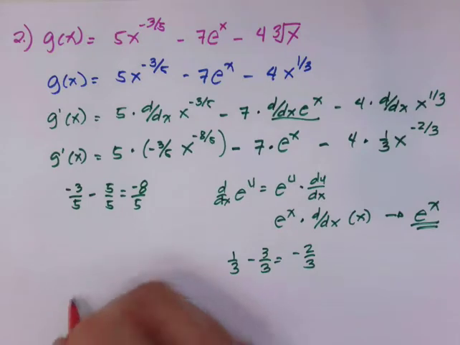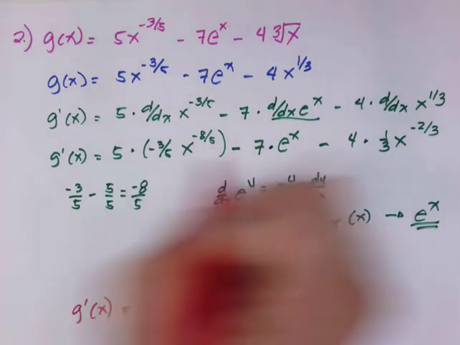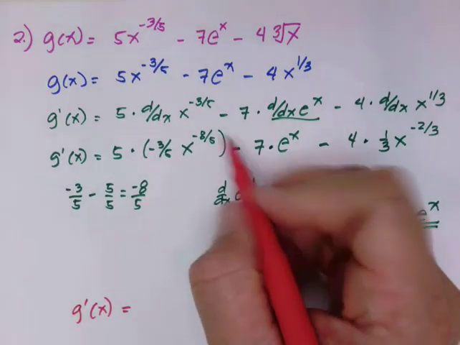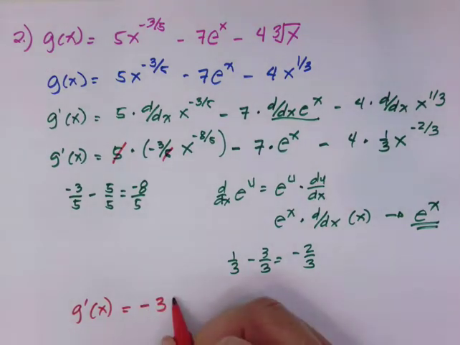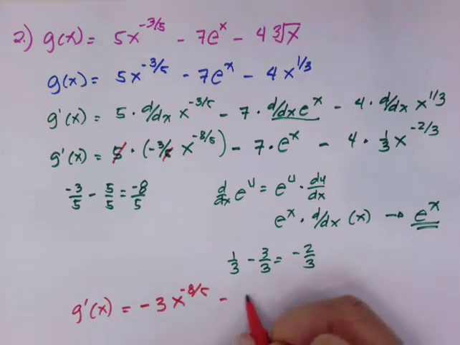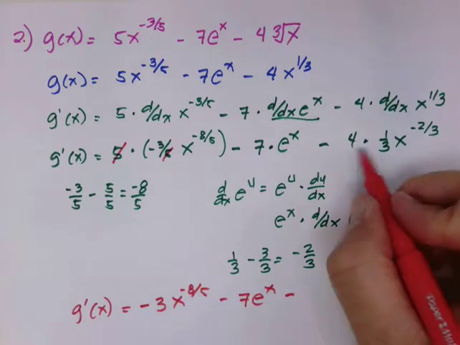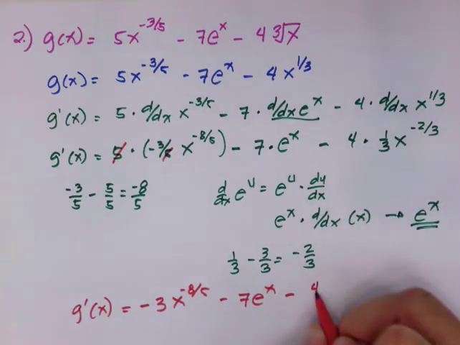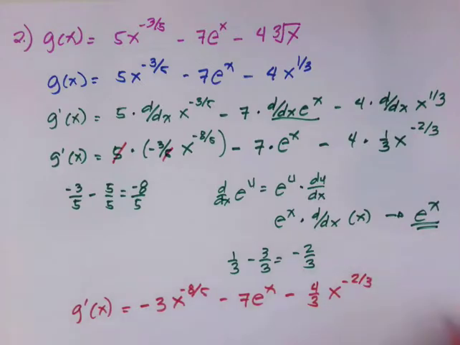So we can say that the derivative function of g of x will simply be, by simplifying this fraction right here, we can cancel 5 and 5 and we'll end up with negative 3 x to the negative 8 over 5 minus 7 e to the x minus 4 times 1 over 3, which is 4 over 3 x to the negative 2 all over 3.